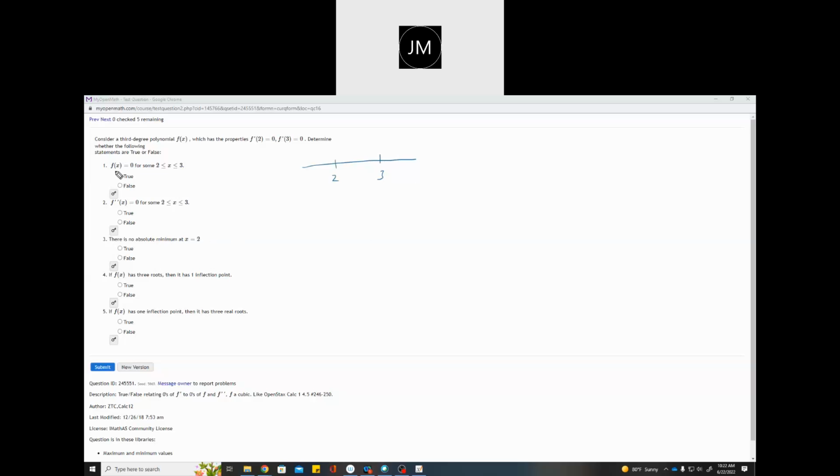All right, f of x equals 0 for some x in between 2 and 3. Does this have to happen? Well, if all I know is the information about the derivative, I can draw a graph of a third degree polynomial that is definitely not 0 between 2 and 3. Okay, so that one's definitely false.